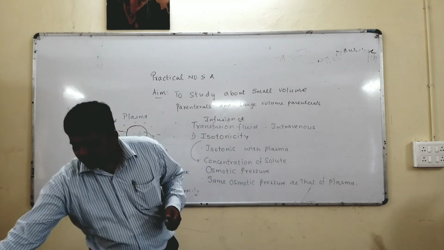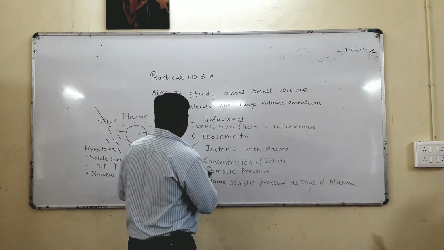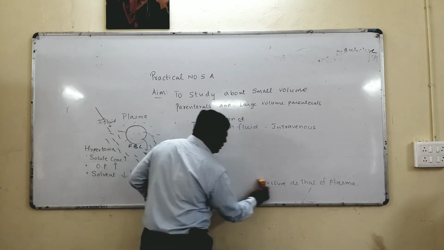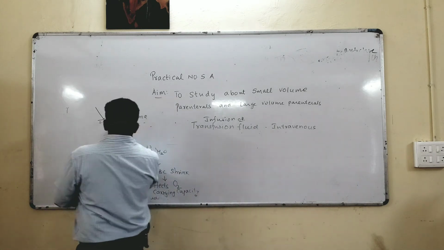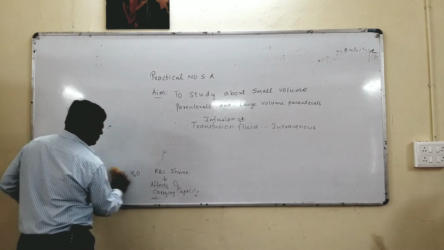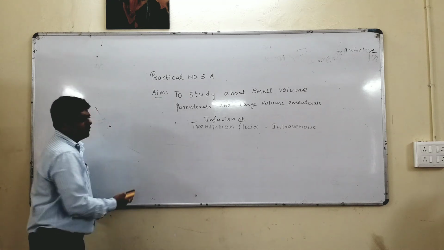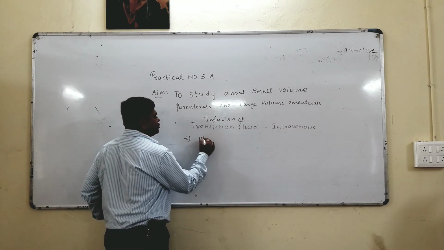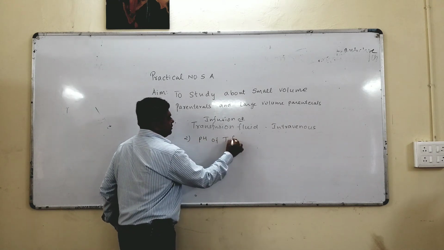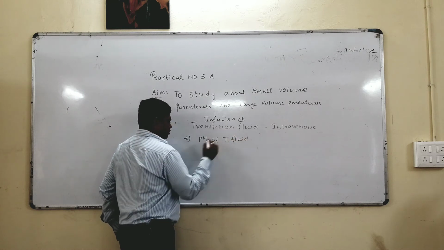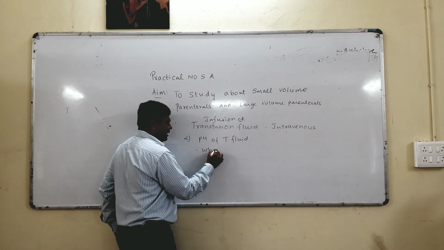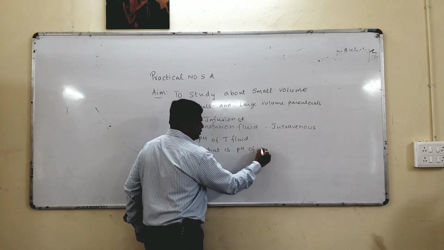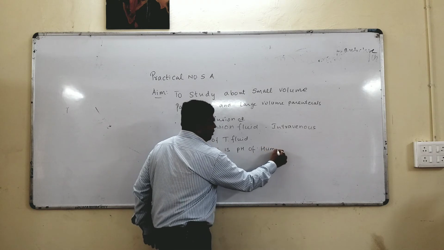The second important property of a transfusion fluid is the pH of the transfusion fluid. You know what is the pH of our plasma? What is the pH of human blood or plasma?